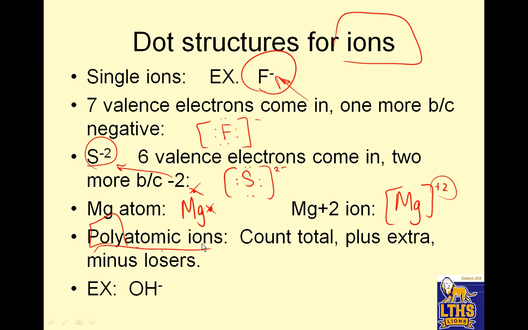Polyatomic ions. Poly means many atoms in an ion, so many atoms with a charge. Count the total plus extra or minus the losers. Okay. Oh wait, this is an extra. So oxygen brings in 6 valence electrons, hydrogen brings in 1, so we have 7 plus an extra 1 equals 8 valence electrons. So you put the atoms, make a bond, 2, all right? So hydrogen's happy, 4, 6, 8. 8 around oxygen, 2 around hydrogen, and then you put the brackets around it and the negative on the outside because it's an ion. Okay, poly, many atoms with a charge, polyatomic ion. Okay, remember negative means add more, positive means take away some.